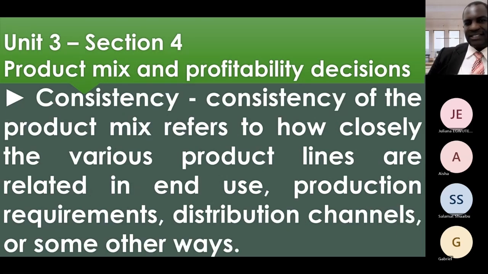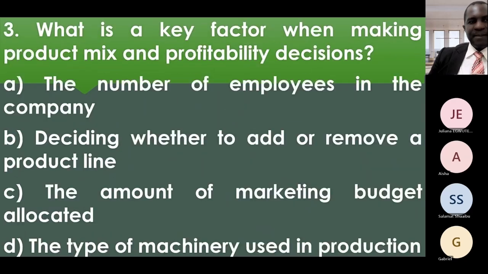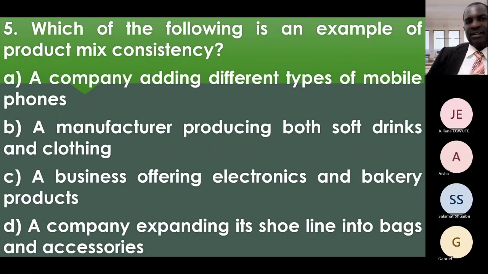So where we have the issue now is consistency. Consistency of the product mix refers to how closely the various product lines are related in end use, production requirements, distribution channels, or some other way. It's the end use that made the example of shoes and accessories come to mind. So let's look at the question again. Which of the following is an example of product mix consistency?